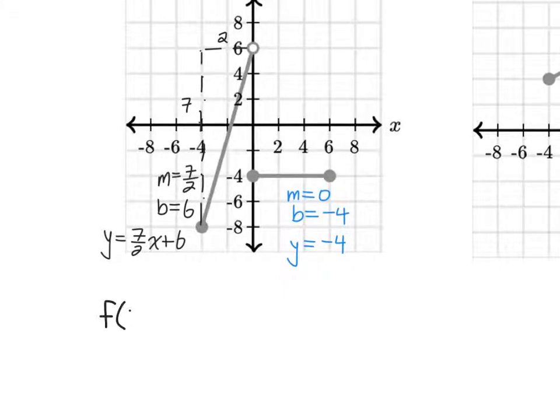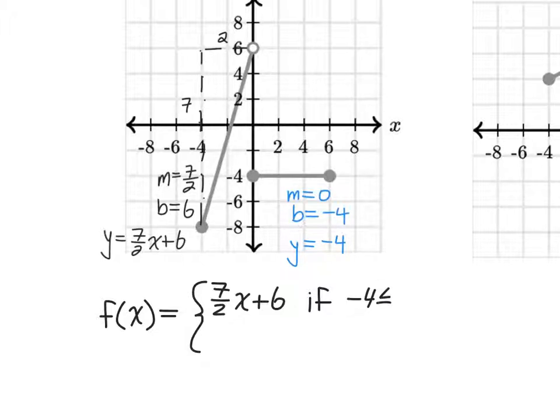So f of x would be equal to, open your squigglies, we have 7/2 x plus 6 if x is greater than or equal to -4, but less than. So it starts here and ends here, right? Wait, do you have to write -4? Can you flip it around? You should have it lower value to higher value.